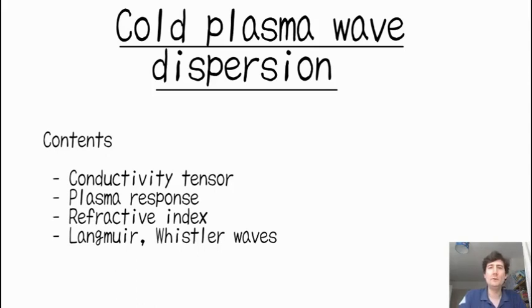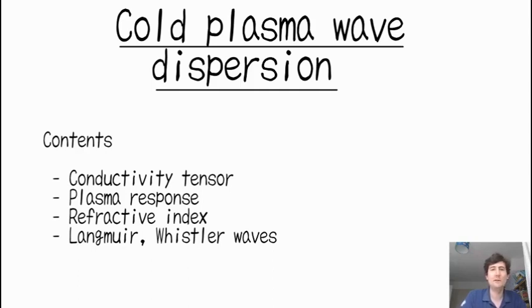Welcome. In this video I'll introduce the cold plasma dispersion relation, and this is a way of looking at how the plasma responds to waves. This could be light waves, or it will look at different waves like Whistler waves or Langmuir waves, and this is looking at how the plasma responds to fast fluctuations.